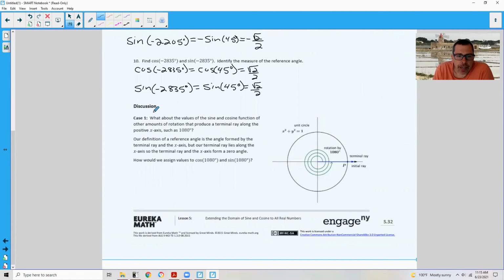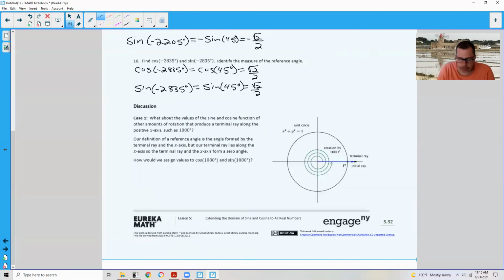All right, discussion, case one. What about the values of the sine and cosine function of other amounts of rotation that produce a terminal ray along the positive x-axis, such as 1080 degrees? Our definition of a reference angle is the angle formed by the terminal ray and the x-axis, but our terminal ray lies along the x-axis, so the terminal ray and the x-axis form a zero angle. How would we assign values of cosine of 1080 and sine of 1080?